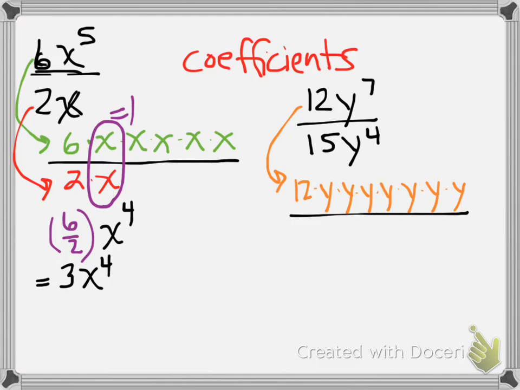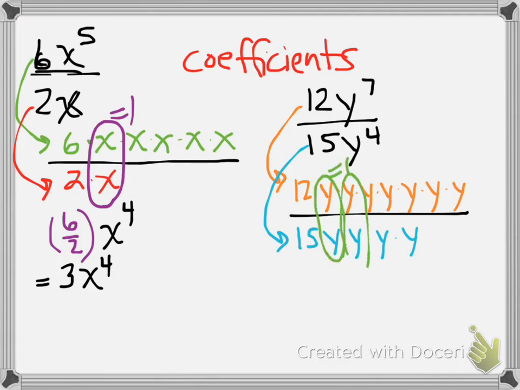Okay, and let's see. Chloe, what does 15y to the 4th mean? It would be 15 times y times y times y times y. Okay. And Sarah, do we have any matches, numerator to denominator, that will give us a 1? Yeah. 4. So we have 4 pairs of y over y that equals 1.